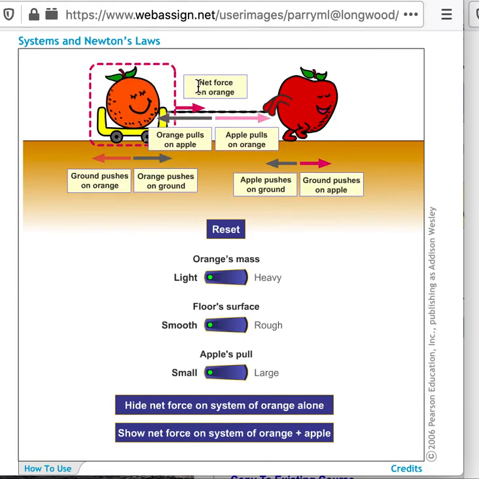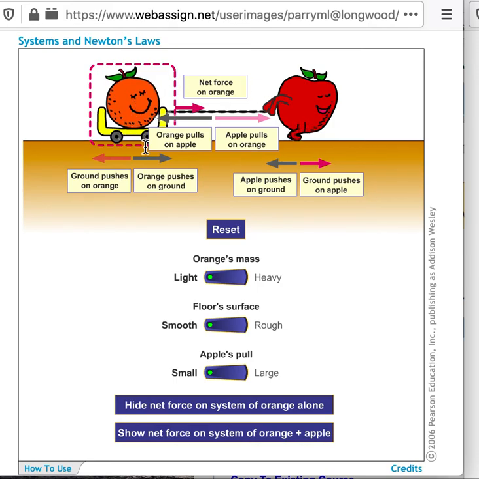And I'm going to go ahead and show the net force on the orange alone. So what we see is a number of these bubble boxes that appear and identify all of the different forces. If I focus just on the orange, it has this dotted line around it, and the force that's acting on the orange, its net force, is this red arrow right here, and that net force is coming from all of the forces that are acting just on the orange.